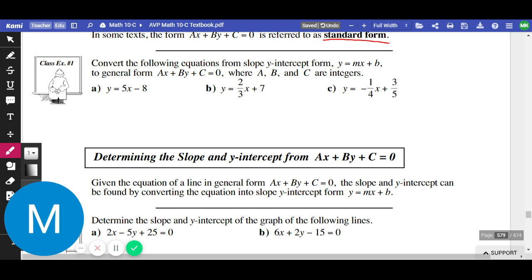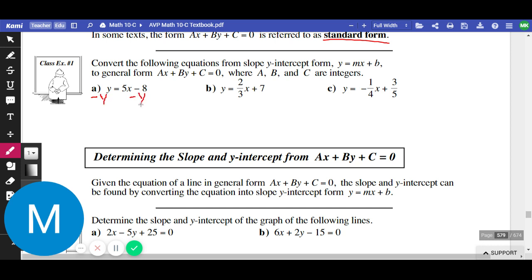We're going to look at these questions. We're going to convert all of them into general form. If you look, you notice that all 3 of these things are actually in slope-intercept form, right? This is y by itself, y by itself, y by itself. We're going to convert them to general form. The first thing we have to do, get everything on one side of the equal sign. The easiest way to do that is to subtract y from both sides.